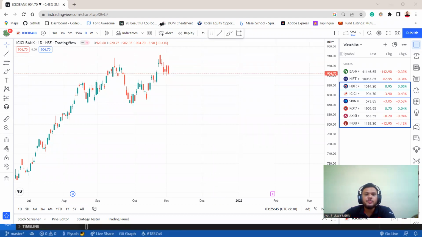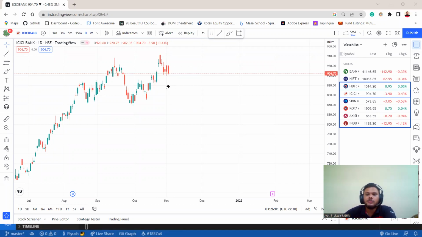And tomorrow, if it opens flat or opens gap down, and at any moment it closes below or trades below 900, then you can take that for selling. But if it opens around 880 or 885 by opening gap down, then you're going to wait for any trend.